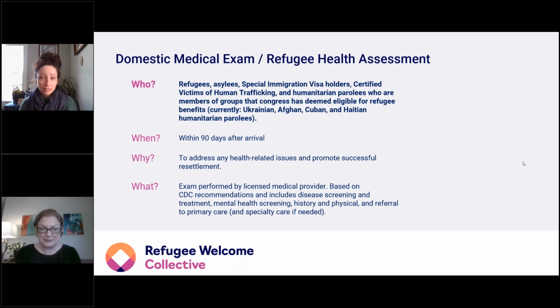But generally, the folks that you will be working with will likely qualify for a refugee health assessment. It is performed by a licensed medical provider, so it does not necessarily have to be a civil surgeon. Sometimes there is overlap between these providers just because of their work or what clinic they're in. It is based on CDC recommendations and includes disease screening and treatment, mental health screening, history and physical, and referral to ongoing care. And we'll get into that a little bit more later. Next slide.